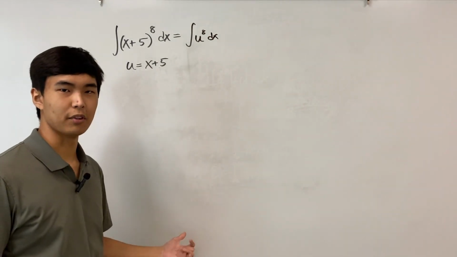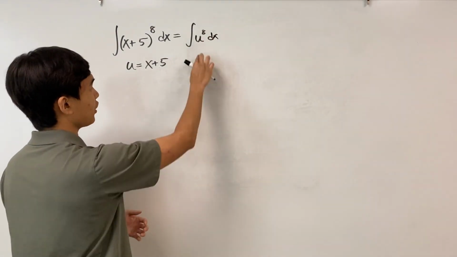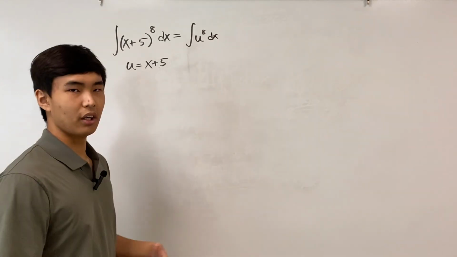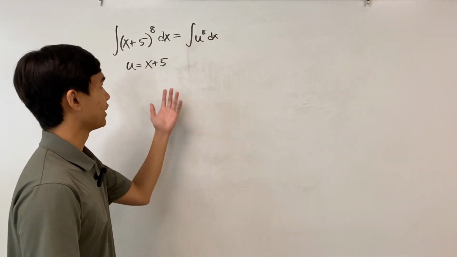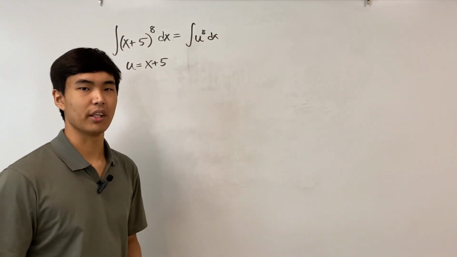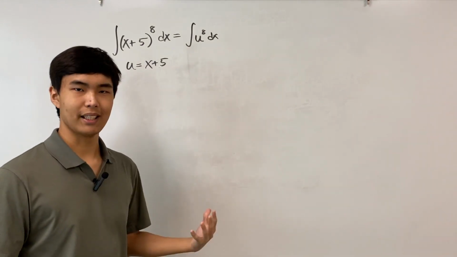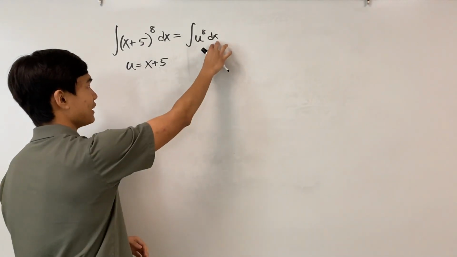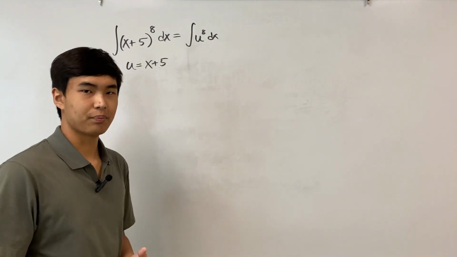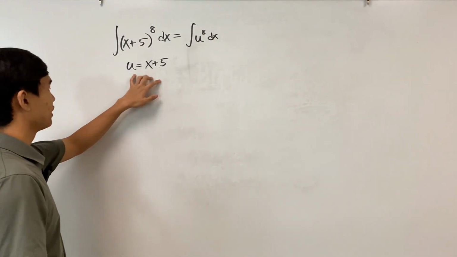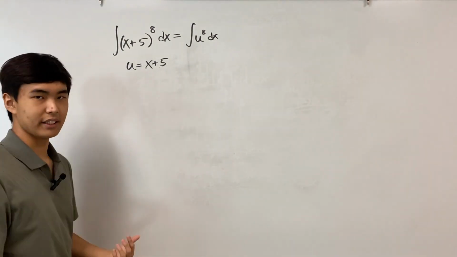Now we have a problem though. We're trying to integrate a u with a dx. Unlike in differentiation, where if they didn't agree, we could just implicitly differentiate, we can't implicitly integrate. We have to have a du in here. What can we do? Let's look at this. Can we use this to get a du?